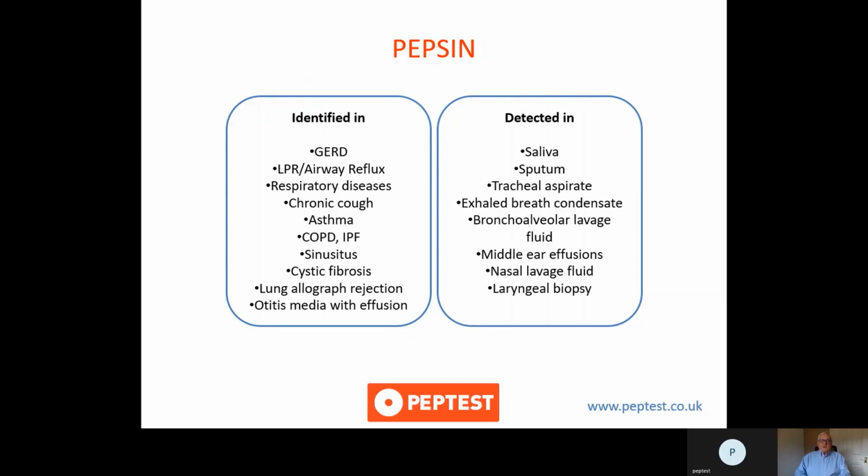Now we use saliva and sputum as our main detection media for detecting pepsin in clinical samples. But I've listed here some other areas where we can measure it. Tracheal aspirates is very common. Bronchial lavage is very common, especially in respiratory diseases. And laryngeal biopsies is another common way of taking samples directly from the laryngeal region and determining the pepsin concentration.